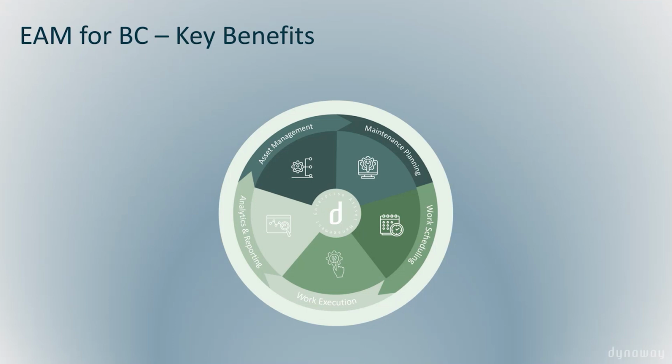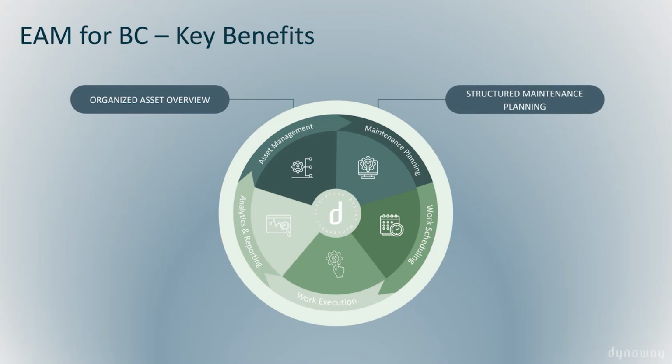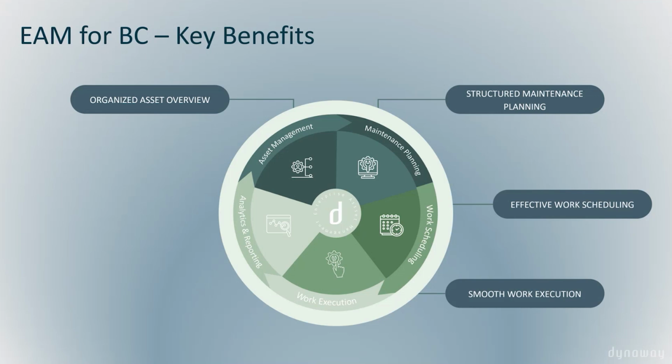So we believe in having a 360-degree solution for EAM. We provide an organized asset overview for every single asset that you have, maintenance planning, so a structured approach to maintenance planning for the assets that you have, an effective work scheduling for scheduling the work to be done to maintain the asset, as well as a smooth work execution for carrying the job of maintaining the asset from start to finish. We believe in making data-driven decisions. We call it Dynaway Analytics to improve upon maintenance processes for the future.